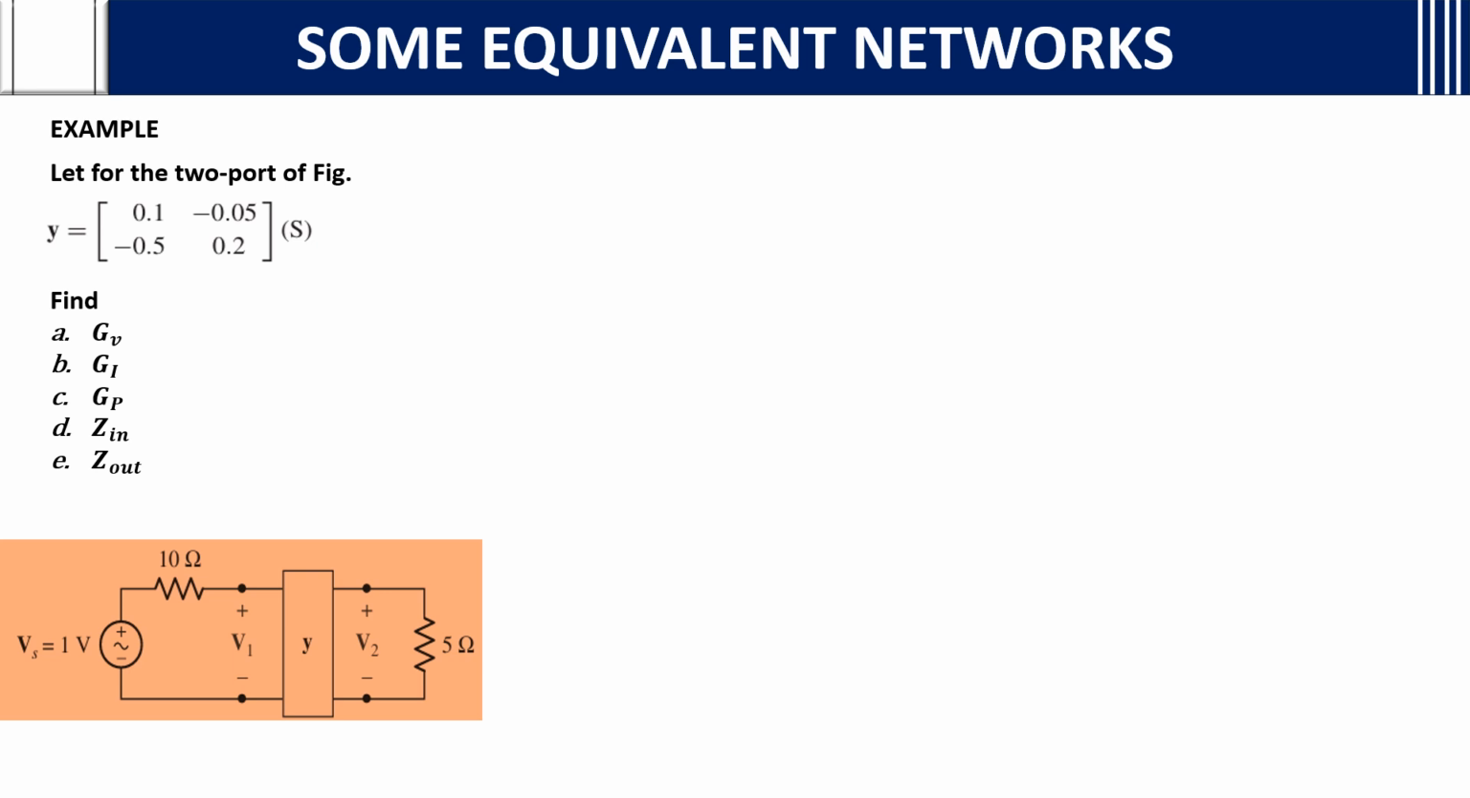And now we will see the two-port network. This is the two-port network. Y is equal to, they have already given the Y parameters: 0.1, minus 0.05, minus 0.5 and 0.2. That is Y11, Y12, Y21 and Y22. They want the voltage gain GV, current gain, power gain, input impedance and output impedance. Some formulas you need to remember, I told you in the first slide. Based on that, this is the problem.